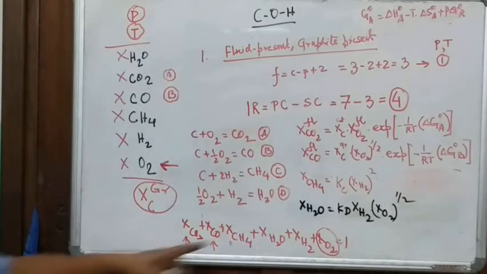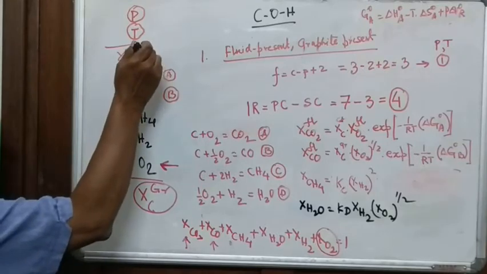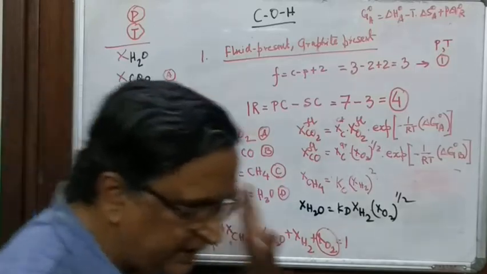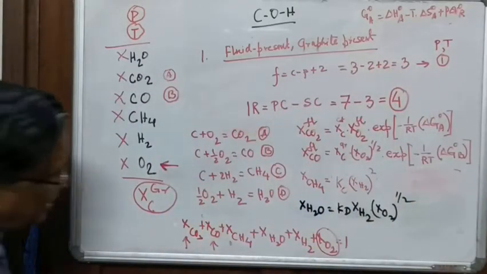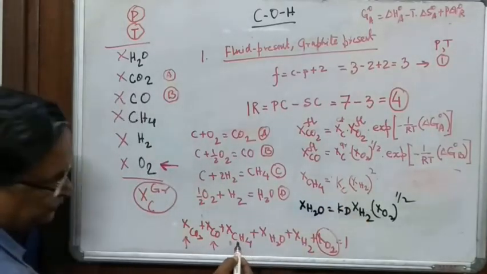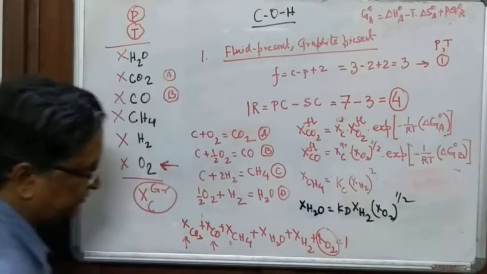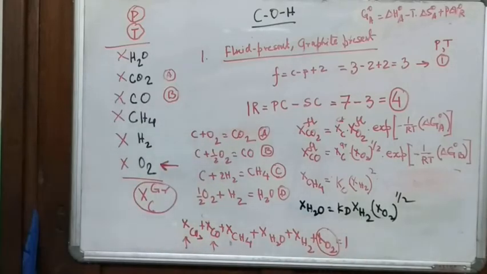This is how we can write it. So that's the important point now. We have not yet been able to find out H2O, H2, CH4 and H2. But what we have done is an interesting thing. We have written XCH4 in terms of XH2. We have written XH2O in terms of XH2.